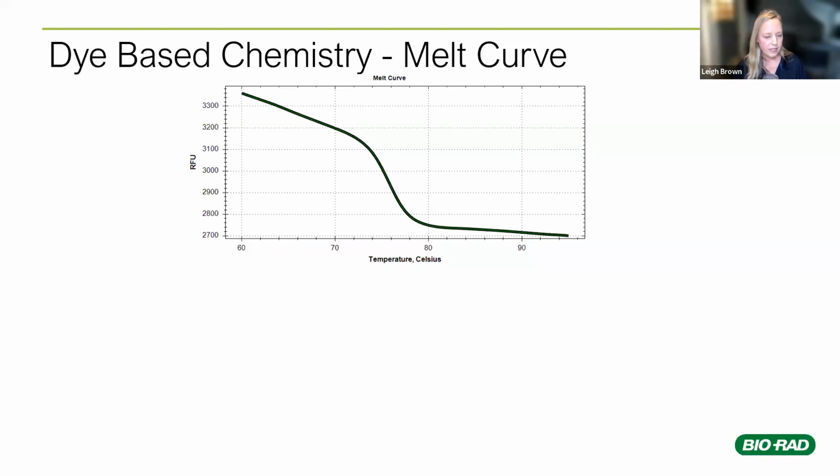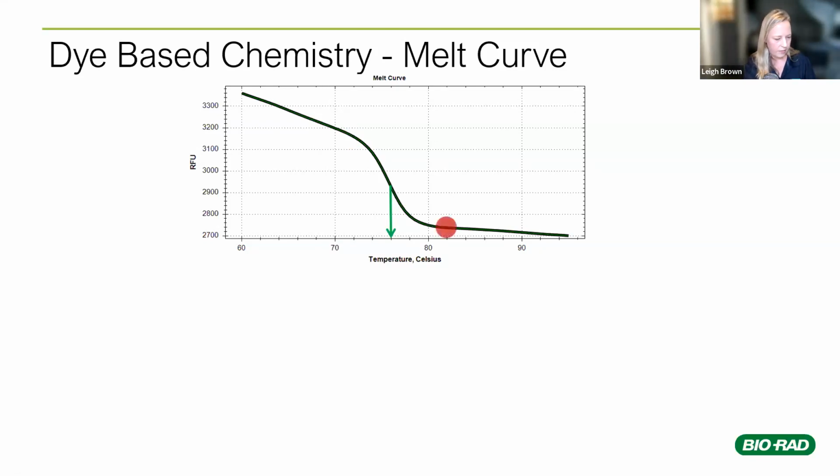And so what we're looking at here is a typical melt curve. The fluorescence intensity is plotted on the y-axis against the temperature on the x-axis. And so we can see here, as the temperature goes up, our fluorescence intensity goes down. And let me click on this here. The melting temperature is indicated by the arrow here at this point of inflection. And that is indicative of the temperature at which half of the DNA is double-stranded and half of it is single-stranded.